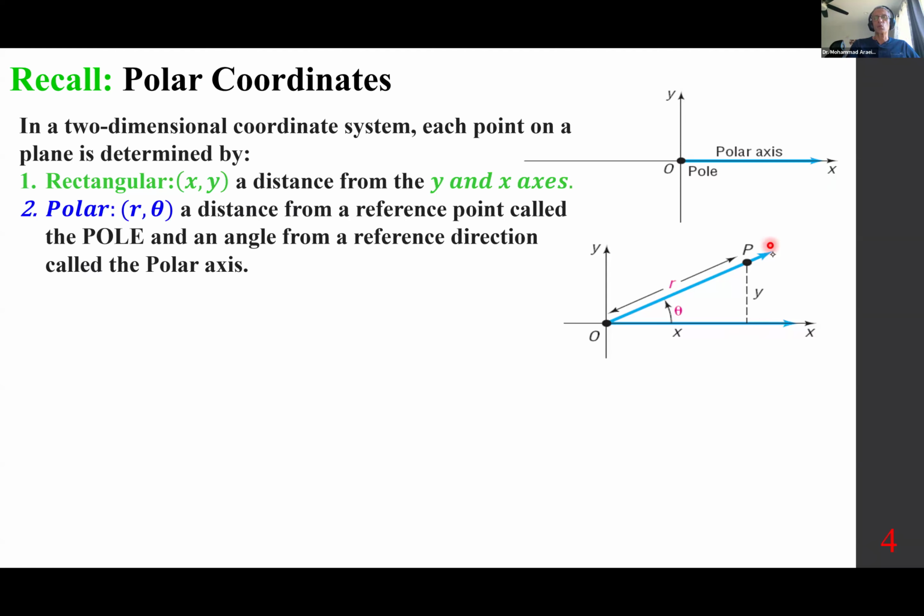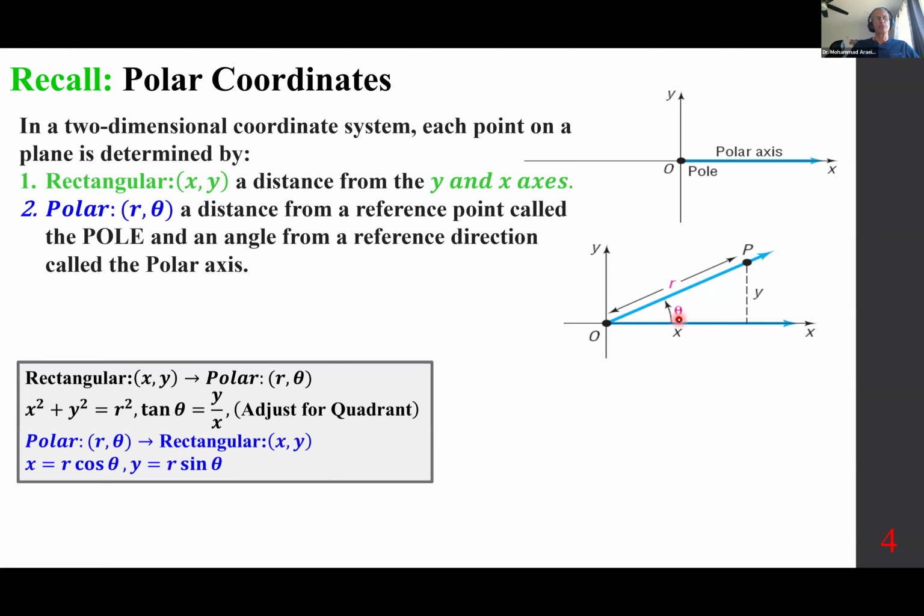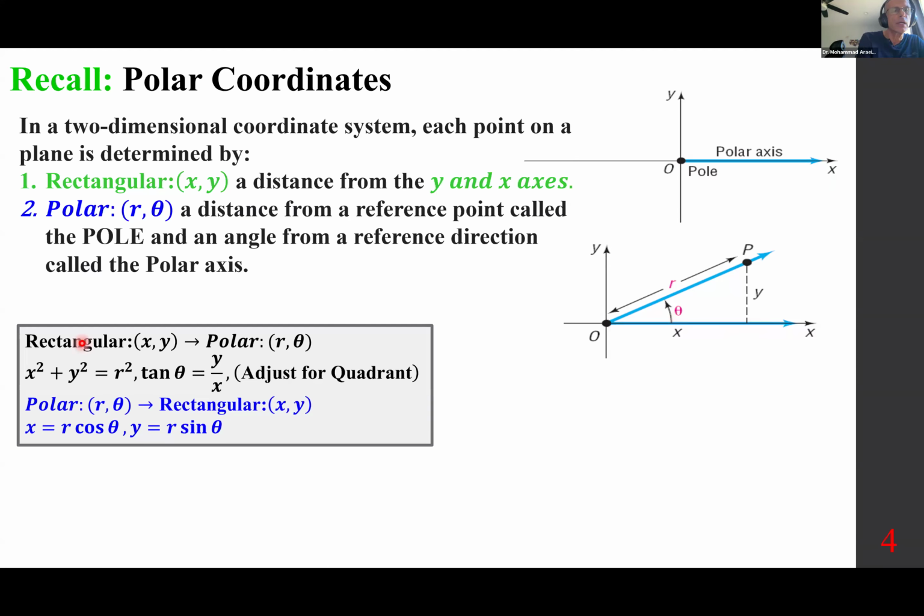So this is x, this is y, and this distance OP is r, and this is angle theta. Therefore, we have the following situation. Rectangular x comma y, polar r comma theta, x squared plus y squared is r squared, tan theta is y over x. You must adjust for the quadrant, and I can't emphasize this enough. Polar has coordinates r comma theta, rectangular has coordinates x comma y, and x is r cosine theta, y is r sine theta. That's how we write them.